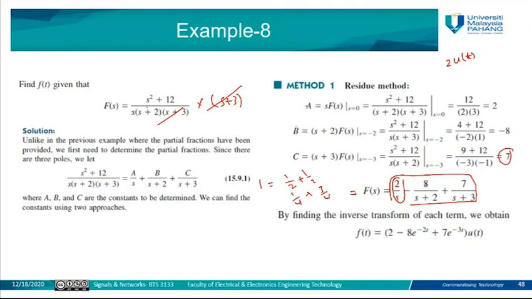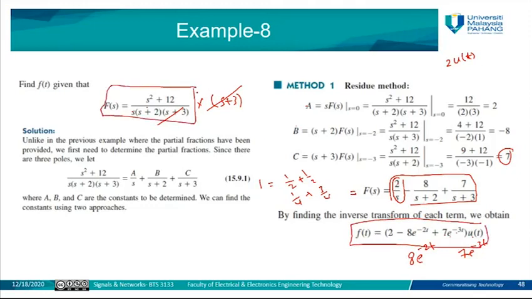Then what is the inverse for 8 over s plus 2? So it becomes 8 exponent -2t. Then what is the inverse for 7 over s plus 3? So it will be 7 exponent -3t. Okay, so this is 7 exponent -3t. This is 8 exponent -2t. And here we have 2, all multiplied by ut because t is greater than or equal to 0. Okay, so this will be the inverse Laplace transform for this Laplace transform.